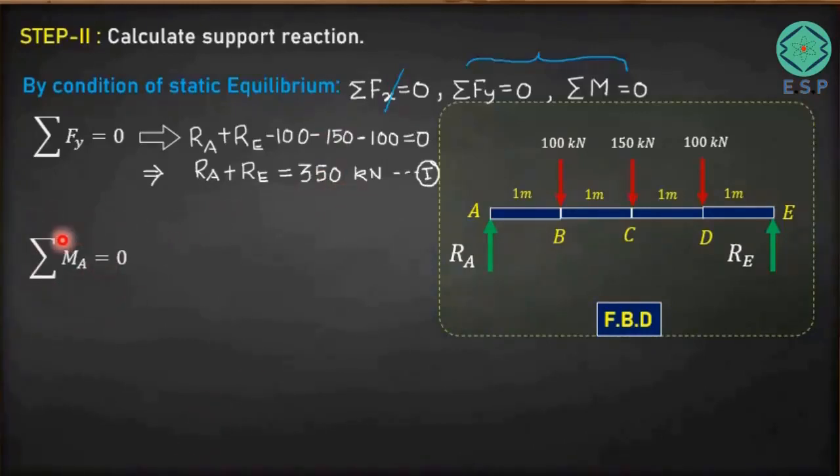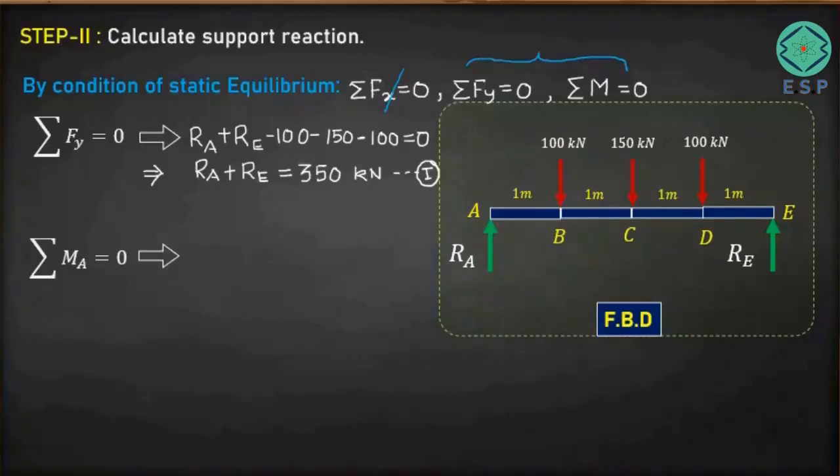So I am going to take moment about point A. You can take any point, point A, point E, or any point, but we should always take moment about a point where you want to find the unknown quantity. Because I want to find RA, taking moment about point A will be easy. Similarly, I can take moment about point E also, because the unknown force RE is acting at that point. If you take moment about point B, C and D, you can still find the solution, but it will be a little bit complicated. So I would always advise you to take the moment about the point where an unknown force is acting. Let's see how it will be easy.